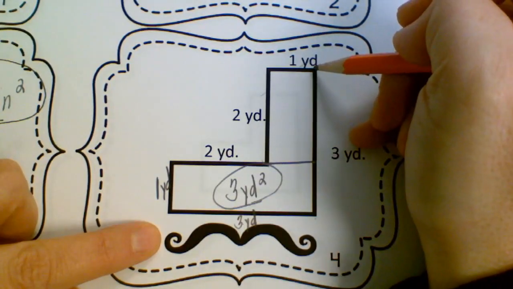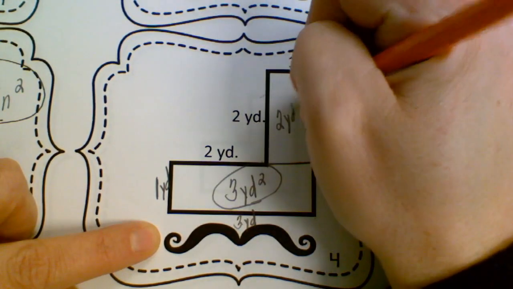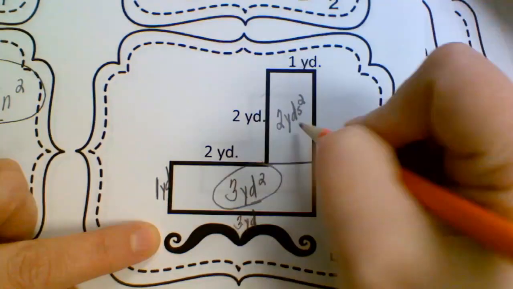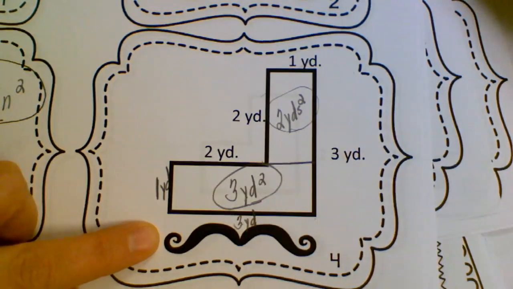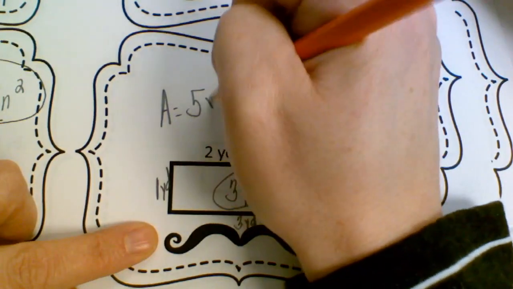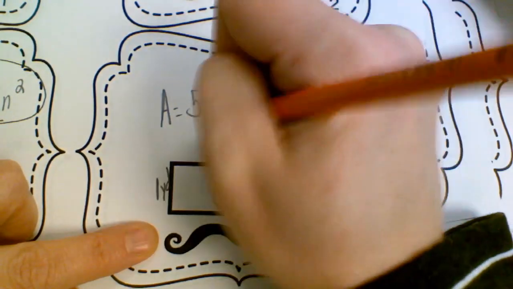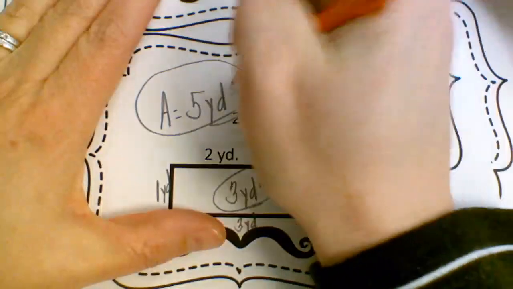And look at this, we do know this, a 1 by 2. Well, that's 2. And so our total would be this area plus this area. 3 plus 2 equals 5 square yards. Oops, I put yard. Sorry, that should be square yards.